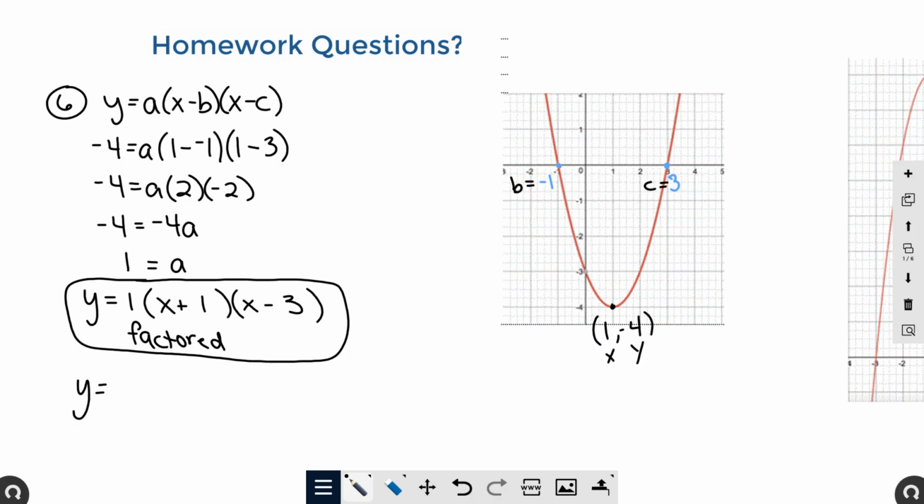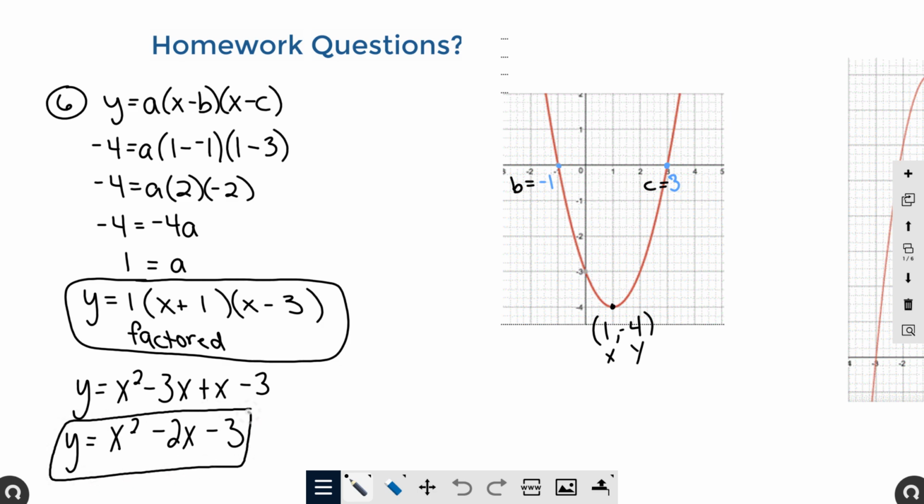So distribute the X and you get now distribute the 1. And then combine like terms. So it'd be X squared minus 2x minus 3. All right, now that it is in factored, this is our standard.